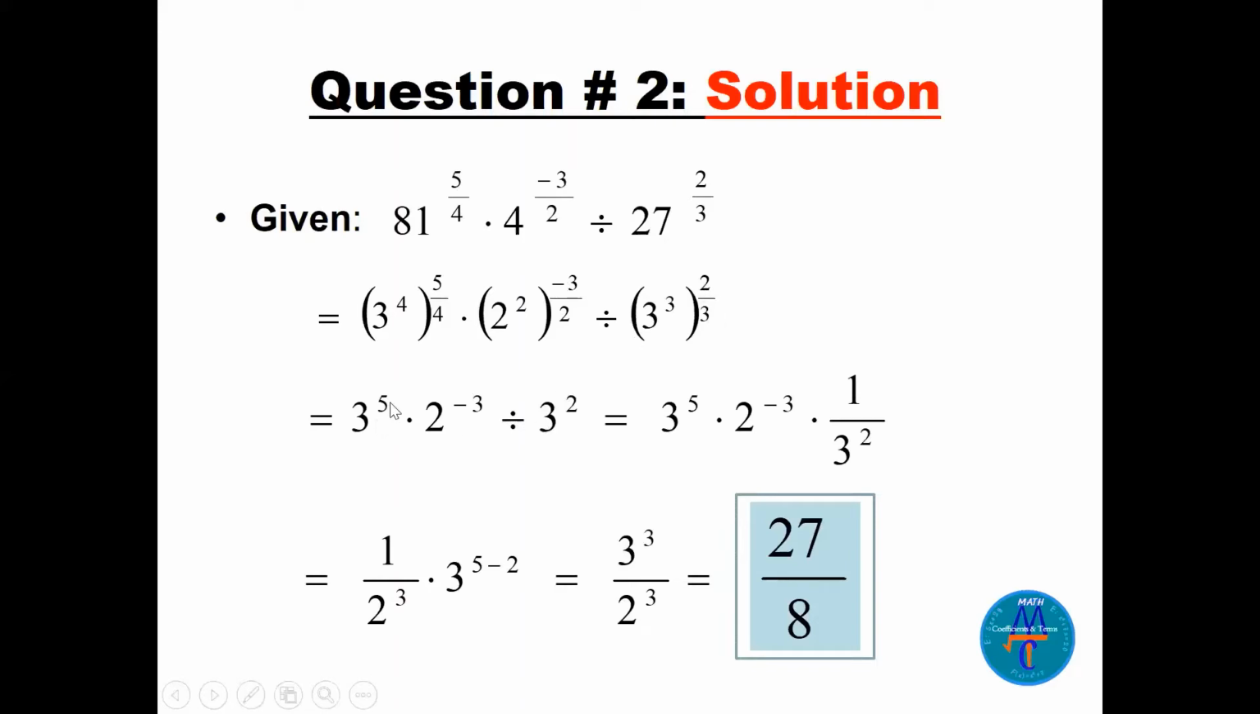Now, 3 power 5 times this. Division, we change it to multiplication by the reciprocal, 1 over 3 squared. We take the 3 and 3, because of the same base, we subtract the powers, 5 minus 2 there. And this one we say 1 over 2 cubed according to the formula for negative exponents. Now, if you need any of these formulas, you have to go back to the lectures and all the explanations and details are there. These are only review questions. 5 minus 2 is 3, so 3 cubed divided by 2 cubed, 27 over 8 is the answer for this expression.